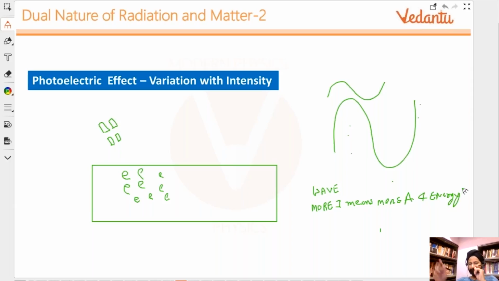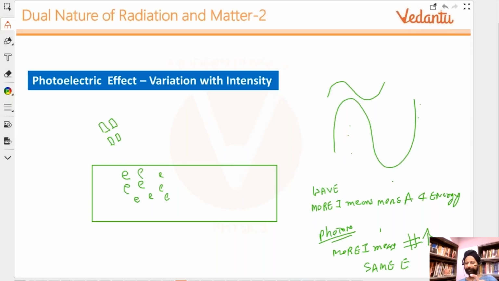Okay, that is what it means. Now in the particle world, let's say in the photon world, more intensity means more number of photons. So if there are a million photons falling, 2 million photons is more intensity. But same energy. Each photon still has the same energy.